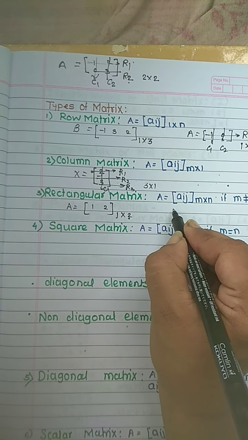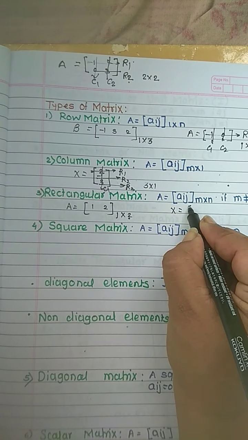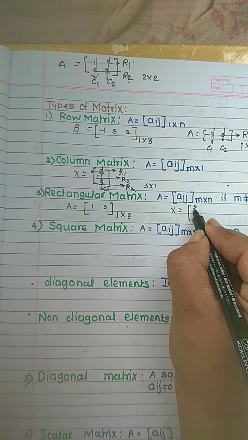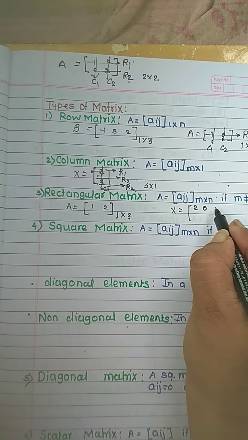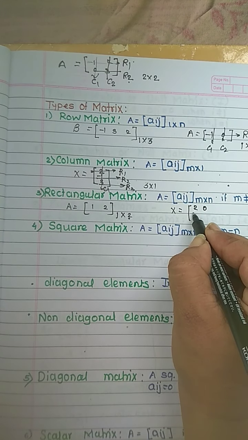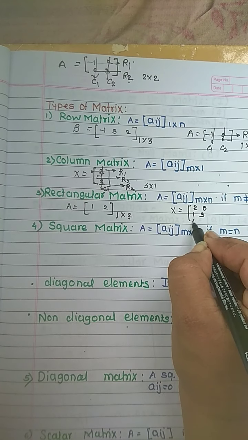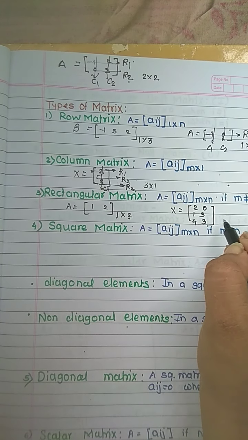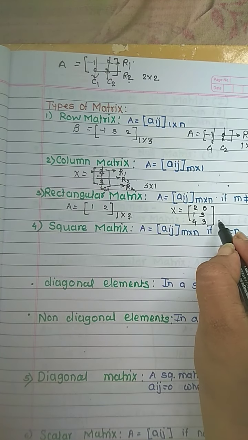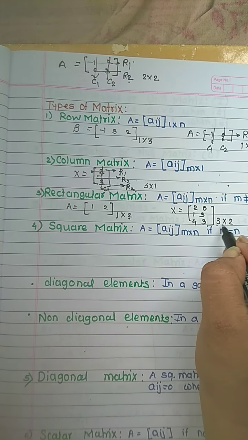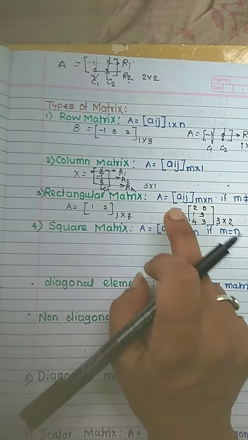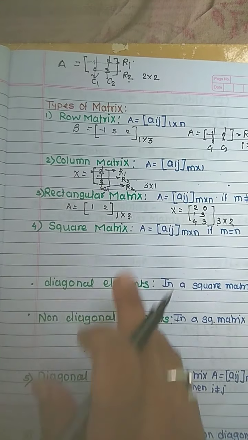Second example, matrix X contains elements 2, 0, 1, 3, 4, 3. In this matrix, the number of rows is 3 and the number of columns is 2. m is not equal to n. Therefore, matrix X is also called a rectangular matrix.